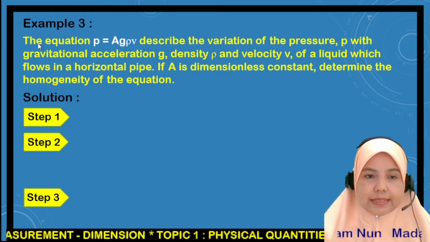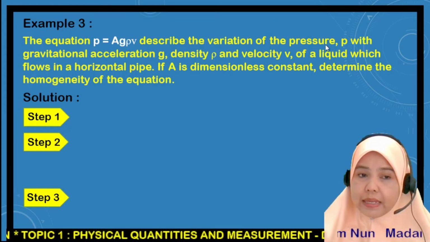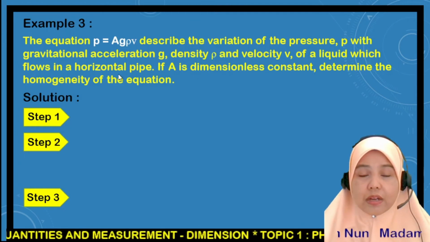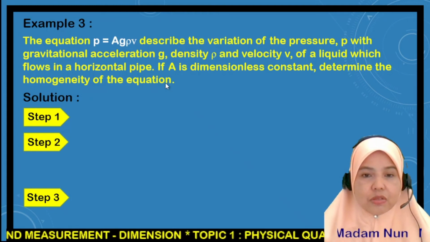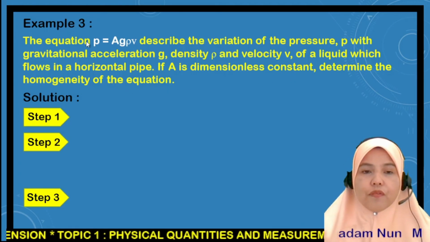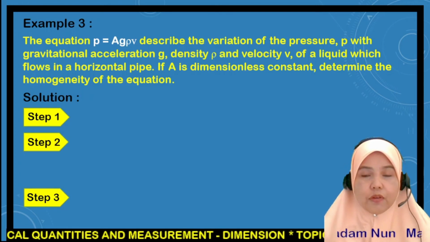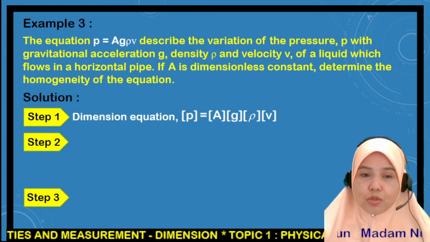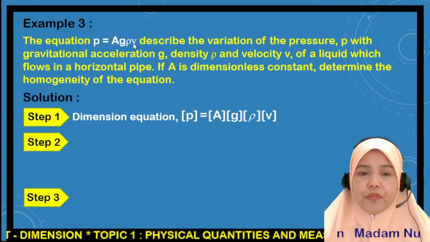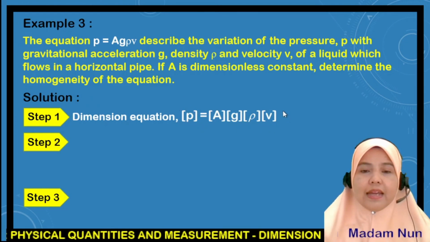Okay, now we go to example 3. Referring to the question, the equation is P = aGρv. It describes the variation of the pressure P with the gravitational acceleration g, density ρ, and velocity v of a liquid which flows in a horizontal pipe. If a is a dimensionless constant, determine the homogeneity of the equation. So to find the homogeneity of the equation, we want to check whether the dimension of this equation is correct or not. So we follow these three steps. The first step is, as usual, we write down the dimension equation. Because aGρv is a multiplication operation, our dimension equation is as shown.